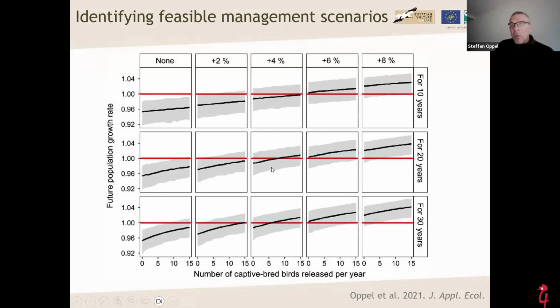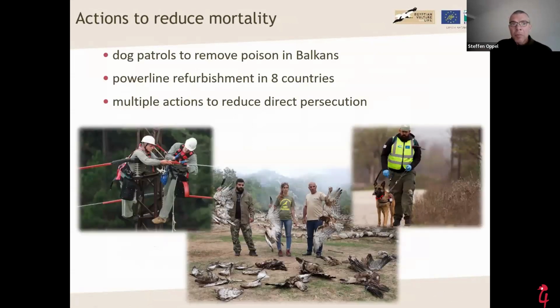So from that, we had a very good idea how many birds we needed to release in the wild and by how much we would need to improve survival. And we knew that without improving survival, we wouldn't be able to rescue the population. And how do you reduce mortality in the wild? This was the main focus of the Egyptian Vulture New Life project, and it included an enormous amount of work by many partners in many countries.